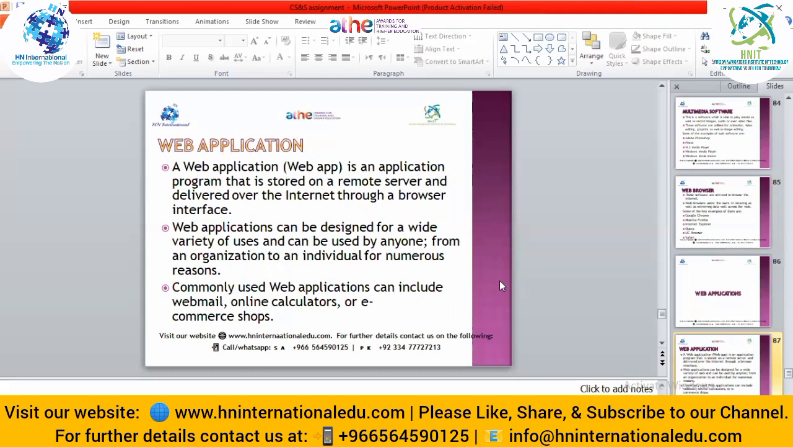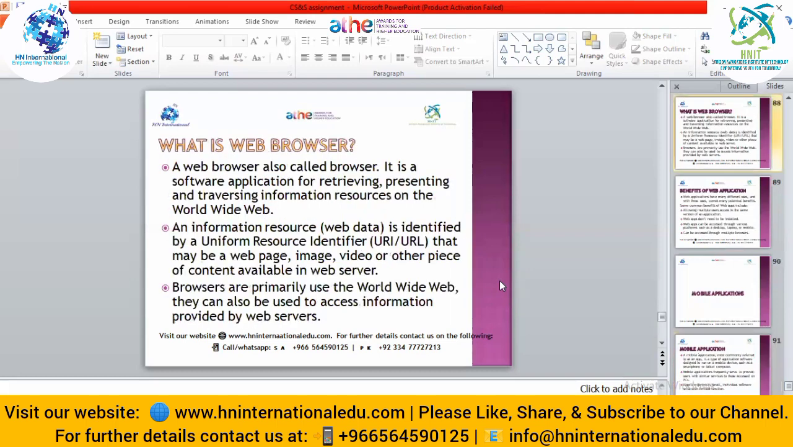If any administrative person wants to access the web application, their pages are different. Their web pages are different as compared to when an ordinary user is seeing the web application. Commonly used web applications include web mail, online calculators, and e-commerce shops.